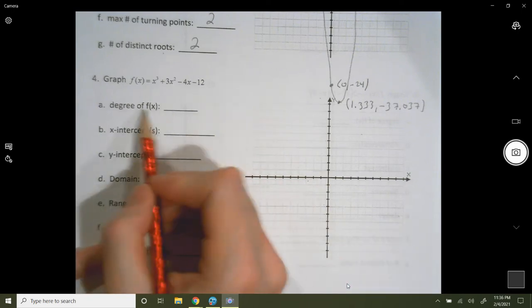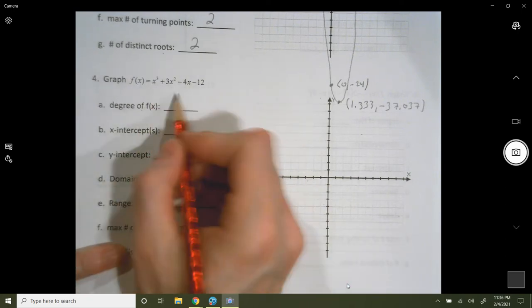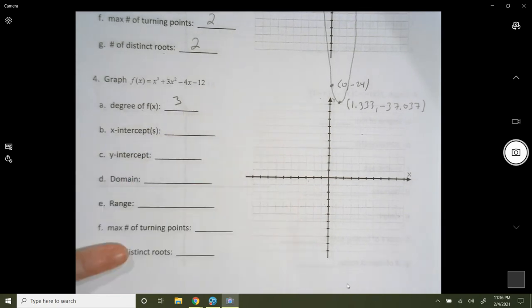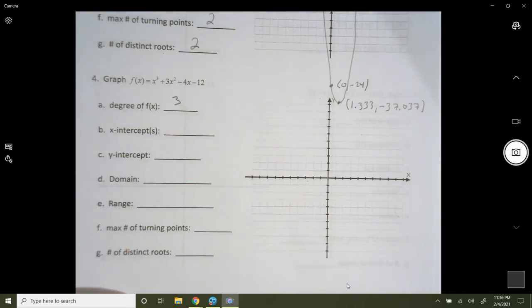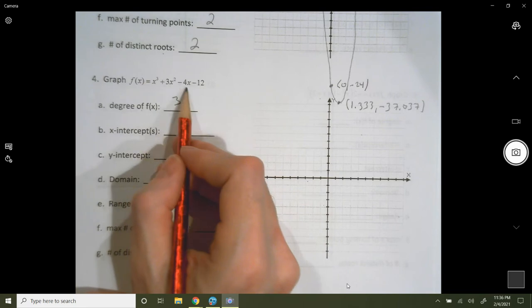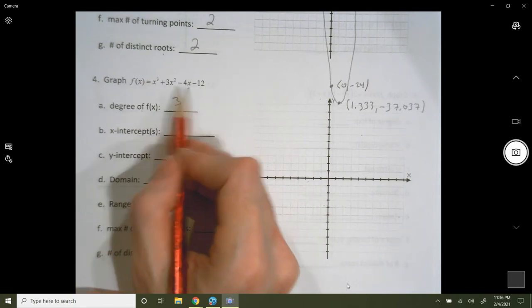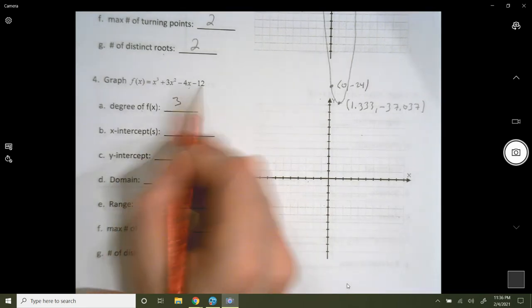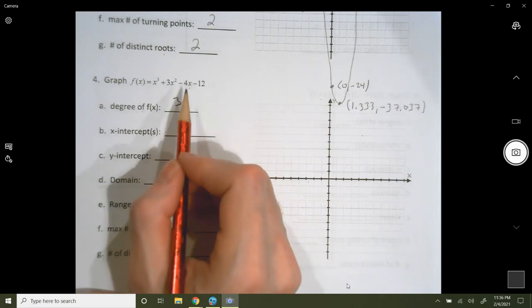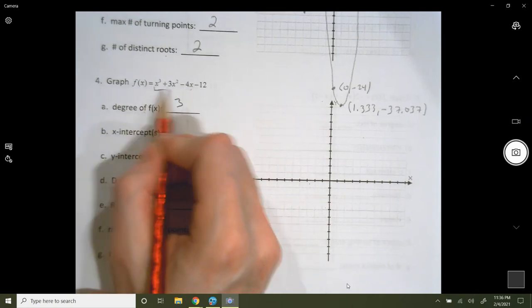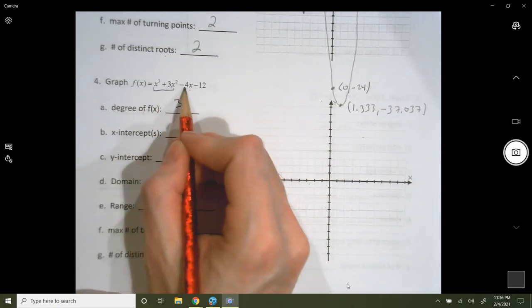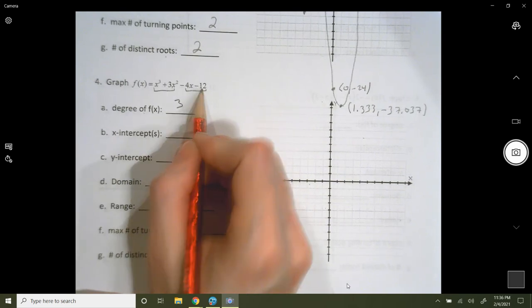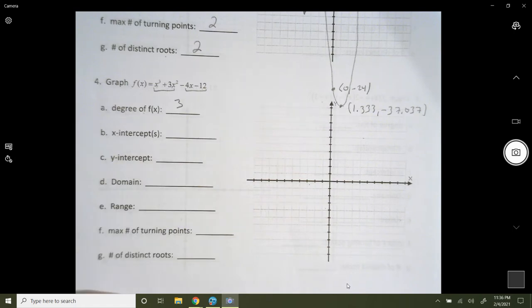Okay, so the degree of the function, this is 3rd degree. Notice this one's not factored, so we're going to have to factor this. We could use the same thing we did last week where we find the factors of 12, plug them in, find what becomes 0. But you know what? I'm noticing something. This is x cubed plus 3x squared, negative 4x minus 12. This 1 to 3 and negative 4 to negative 12, those are the same ratios. I think I can factor this by grouping.